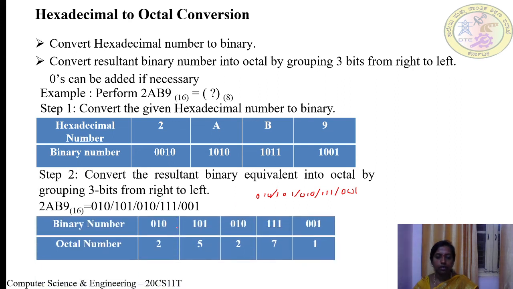So, here we have a table. We have 5 separate groups and each group is of 3 bits. So the equivalent octal number can be written as: 010 is 2, 101 is 5, 010 is 2, 111 is 7, and 001 is 1. So the equivalent octal number is 25271, base value 8.